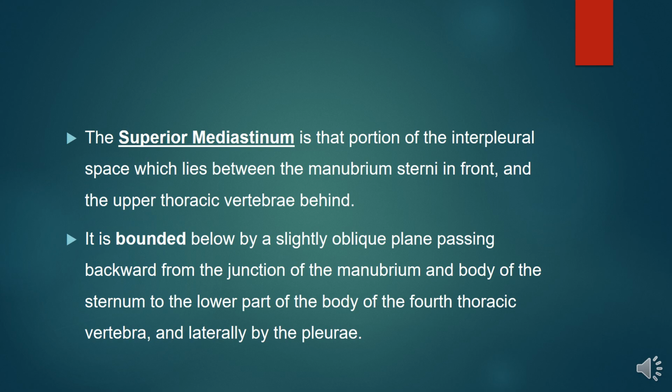Superior mediastinum is the portion of the interpleural space which lies between the manubrium sterni in front and the upper thoracic vertebrae behind. It is bounded below by a slightly oblique plane passing backwards from the junction of the manubrium and the body of the sternum to the lower part of the body of the fourth thoracic vertebra, and laterally by the pleura.